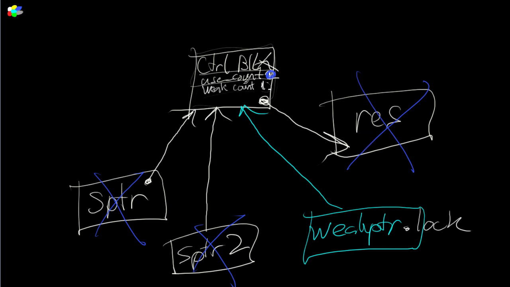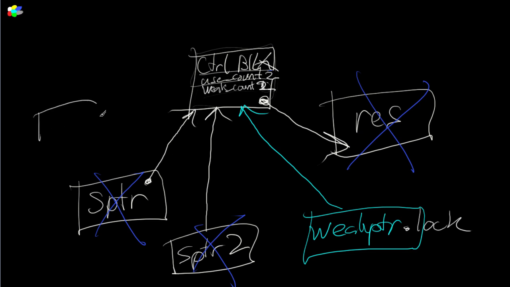Now the counting here for these 2 counters is a little funky, especially for the weak counter. For the use counter, it's very simple. Use counter is just equal to the number of shared pointers that own this resource. Weak counter is equal to the number of weak pointers that own the resource plus 1 if any shared pointer also owns the resource. So in this scenario, it's going to be 2 because there's one weak pointer and there are some shared pointers.